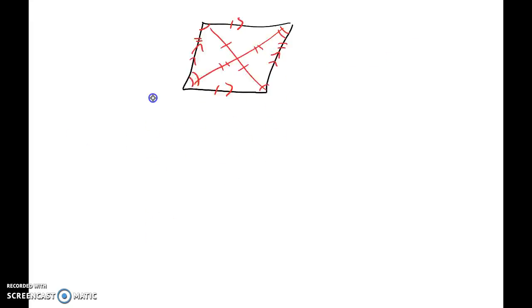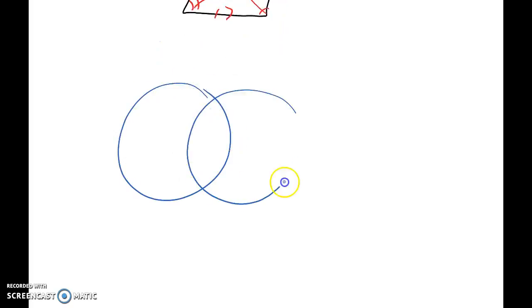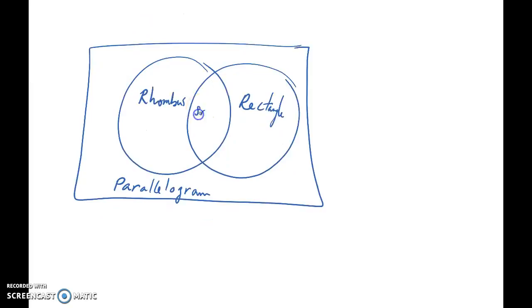Right? So just to give you a little Venn diagram of what this would look like. So the overall, everything in here is a parallelogram. And then some of the parallelograms will be a rhombus. Some of them will be a rectangle. And where the rectangles and rhombuses share, where they both have 90-degree angles and they both have congruent sides, that is where it's a square.